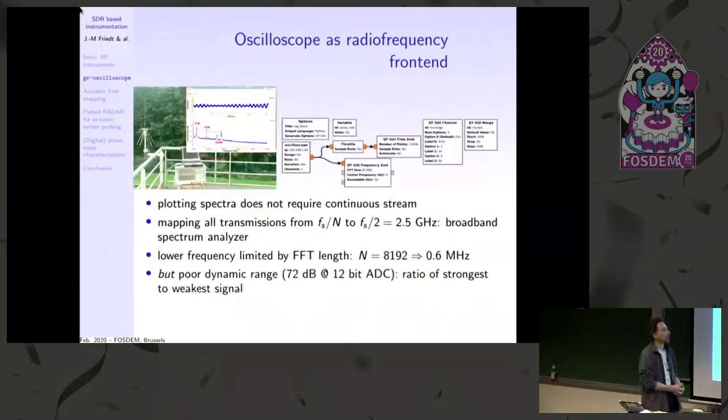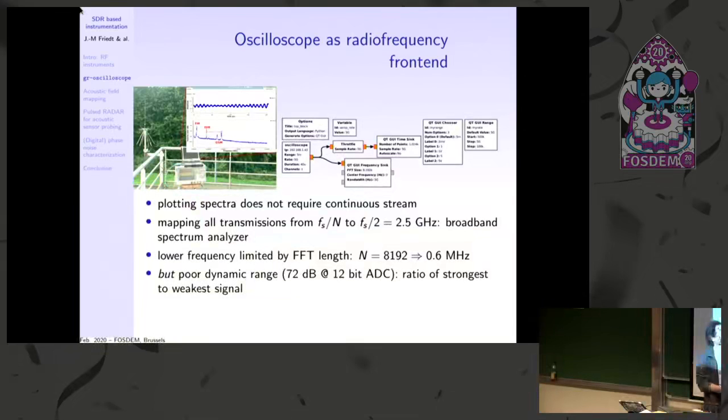Another obvious application which does not need continuous streaming is displaying the spectrum. When you're just displaying the spectrum, you want to know who is sending information on the channel. You don't necessarily need to decode this information. And here, the upper limit is given by the bandwidth of your oscilloscope. The lower limit is given by the sampling size.